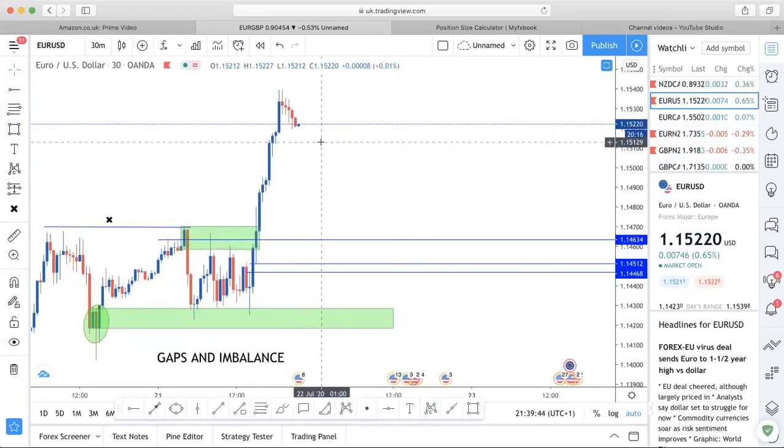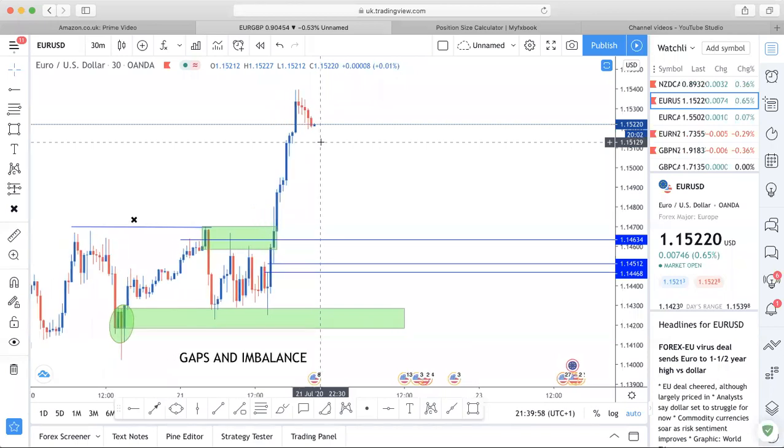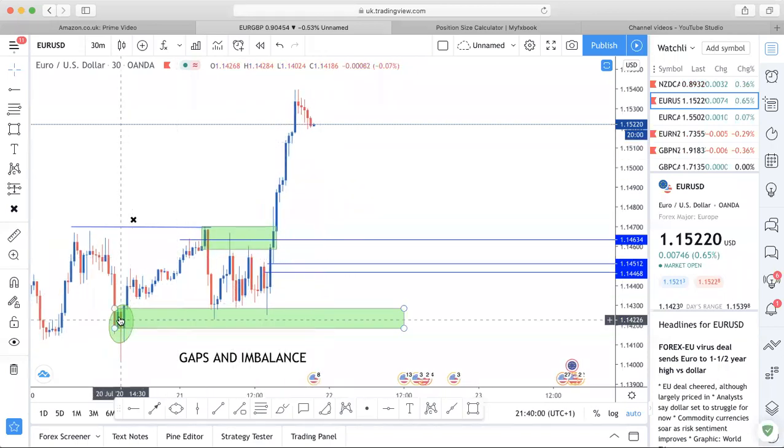What are you using as your target after 50% imbalance? My target after 50% imbalance is the next institutional candlestick, the next imbalance, or the next double bottom or double top. So in this case, this was my institutional candlestick. So that would have been my TP right here. And look at the way price came in, hit the TP straight away, and then it reversed.